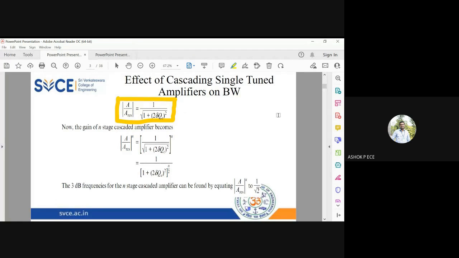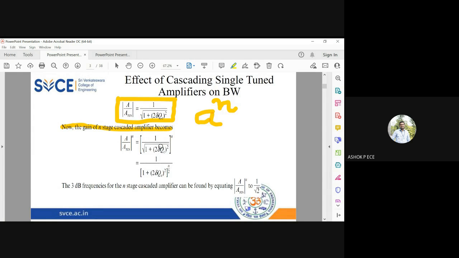I have n amplifiers in cascade, so multiply this factor n times. So a into a into a, if you multiply n times, it will become a power n. The same number, if you multiply n times, becomes a power n. In the same way, now the gain of n stages of your cascade amplifier becomes the same ratio power n.